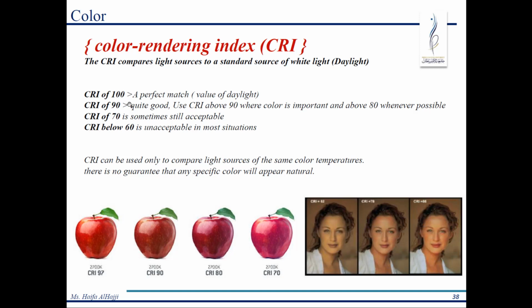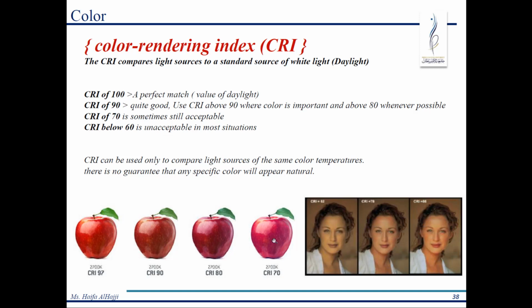So in general, when we're designing, we should specify a light of 90 CRI or above. As we can see here, a CRI of 90 is actually quite good. You have to use CRI above 90 when color is very important, and above 80 as much as possible to have a good color rendition. Now, 70 is not always acceptable, it is only sometimes acceptable. 60 is always bad.